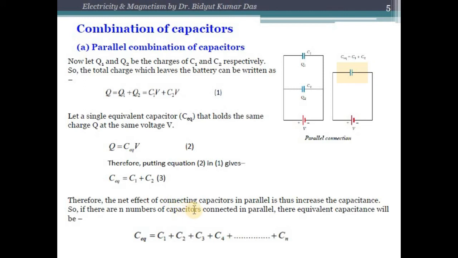Therefore, the net effect of connecting capacitors in parallel is to increase the capacitance. So if there are n capacitors connected in parallel to each other, then the equivalent capacitance of the capacitors will be equal to this one.